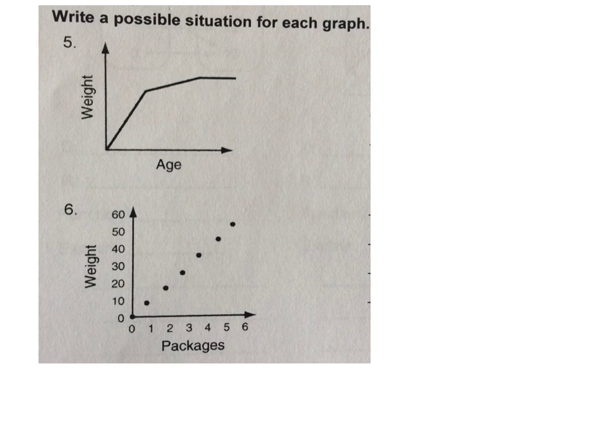Okay, a possible situation. As the age increases, the weight increases at a quick pace. You could be very young here. And then as you get older, the weight increases slightly, so at a steady pace, and then it's constant as you're older. Here, each package is going to weigh about 10 pounds, so there it's discrete data.